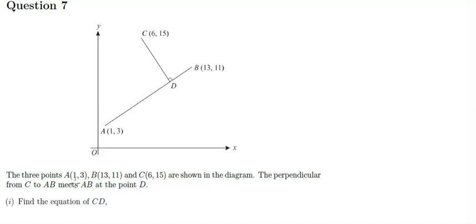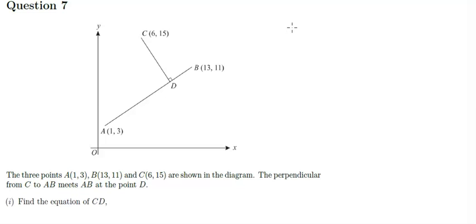So 3 points A, which has the coordinates (1, 3), B, which is (13, 11), and C, which is (6, 15), are shown in the diagram. The perpendicular from C to AB meets AB at the point D. So we have the line AB, as well as perpendicular line CD, meeting at the point D. We're asked to find the equation of CD.